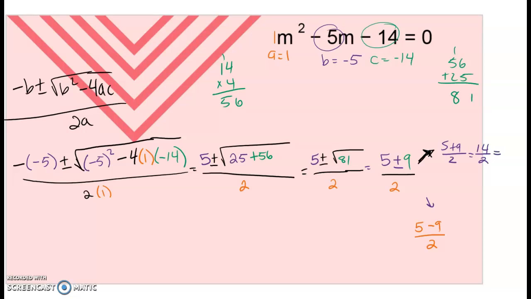Can 14 go into 2? Absolutely. I would get a 7. And $5, I go to Taco Bell and spend $9. I owe Taco Bell $4. Negative divided by positive is a negative. 4 divided by 2 is 2. So the two places it's going to hit are 7 and a negative 2.